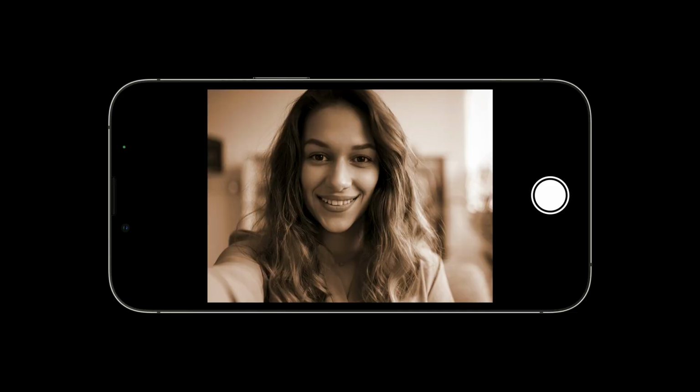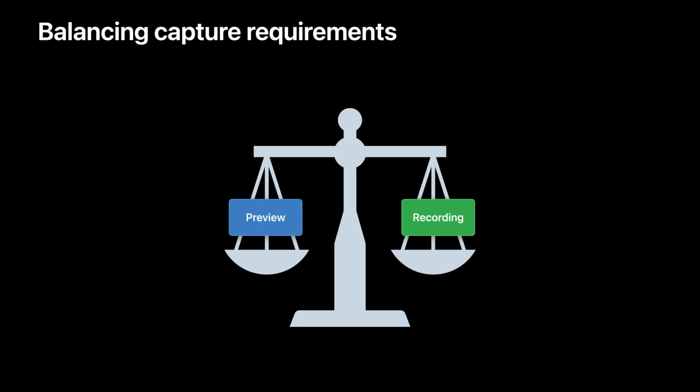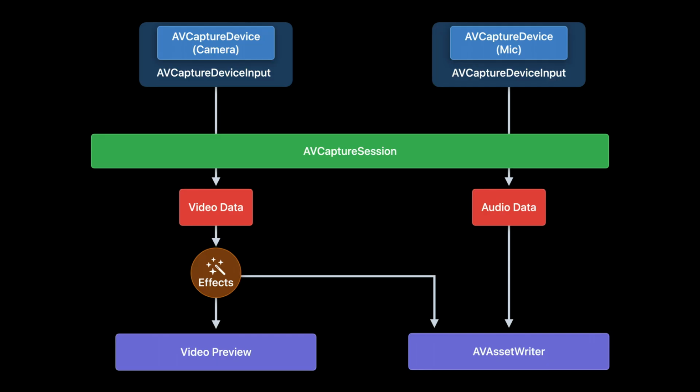Let's go back to the example camera app. There are competing capture requirements this app is balancing. The app wants to show a live video preview of the content being captured and record high-quality video for later playback. For preview, the resolution needs to be just big enough for the device's screen, and the processing needs to be fast enough for low latency preview. But when recording, it's best to capture in high resolution with quality effects applied.